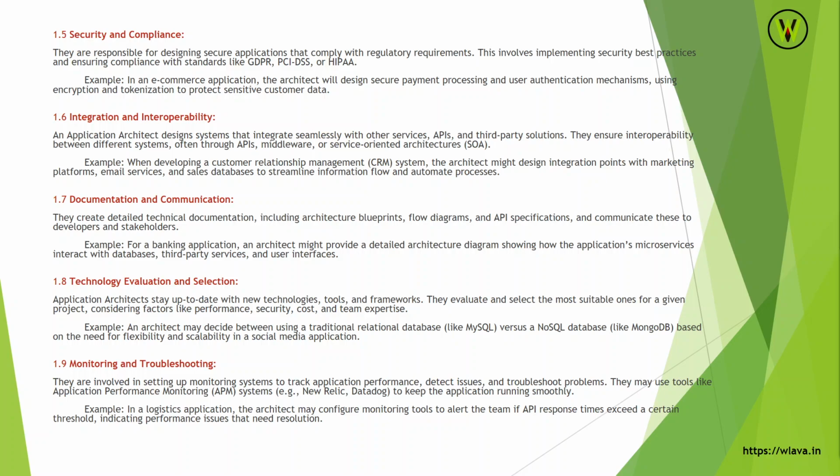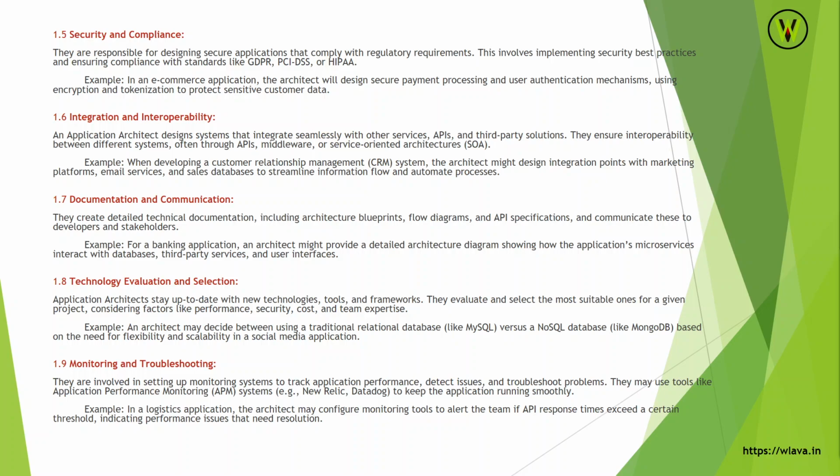1.8 Technology evaluation and selection. Application architects stay up to date with new technologies, tools, and frameworks. They evaluate and select the most suitable ones for a given project, considering factors like performance, security, cost, and team expertise. Example: an architect may decide between using a traditional relational database like MySQL versus a NoSQL database like MongoDB based on the need for flexibility and scalability in a social media application.